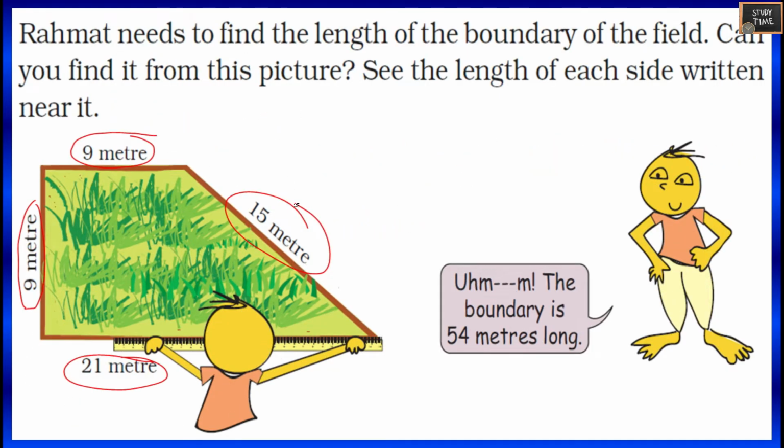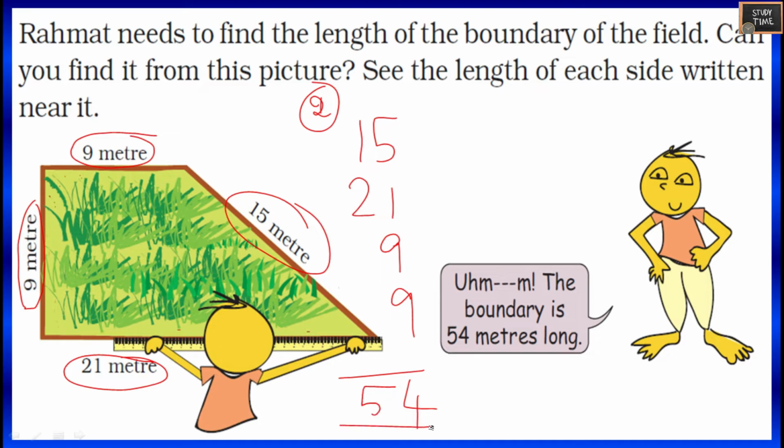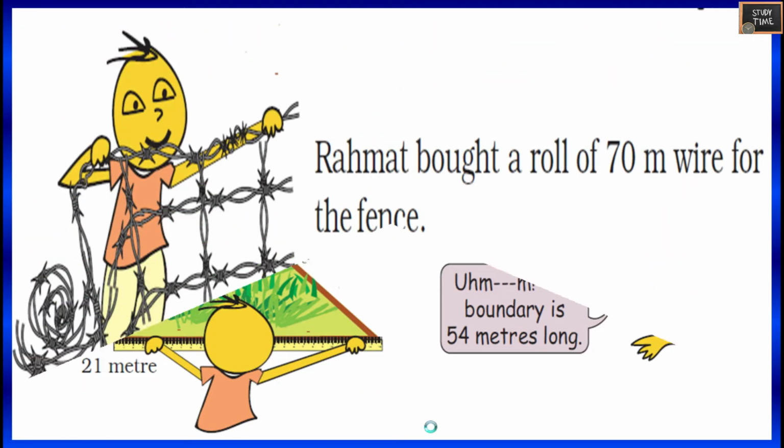So how did you get that 54 meters? So 15 plus 21 plus 9 plus 9. So you will be getting 2, so 2 plus 2 plus 1 is 5. So the total length of the boundary is 54 meters long.